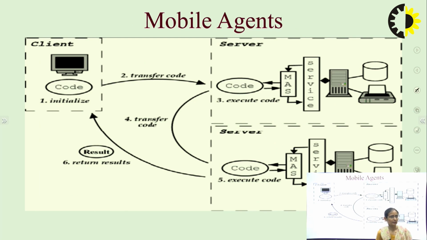In the case of mobile agents, what is happening? The client will initialize the code and it will transfer the code, because once it is initializing, it is including the data in the code. It is being transferred to another server. Here, the server will execute the code. It will get some intermediary result. It will transfer the code along with those intermediary results to another server. It will execute the code and it will transfer the result back to the client side.